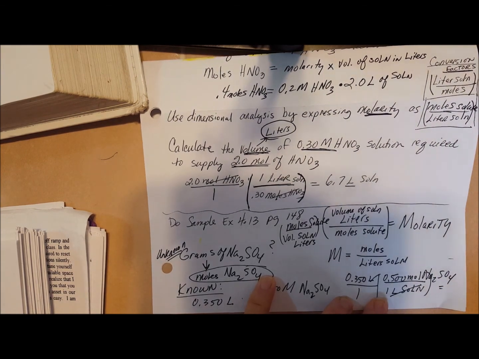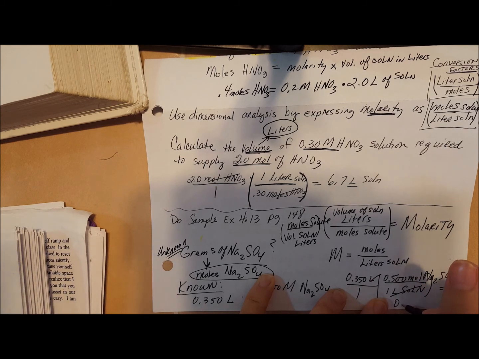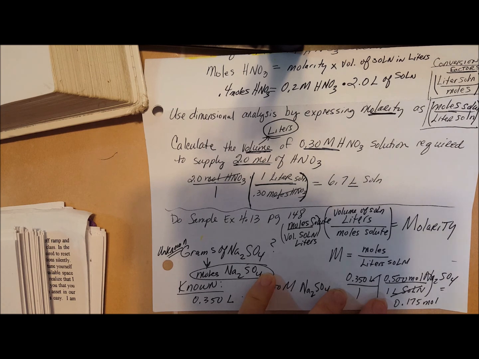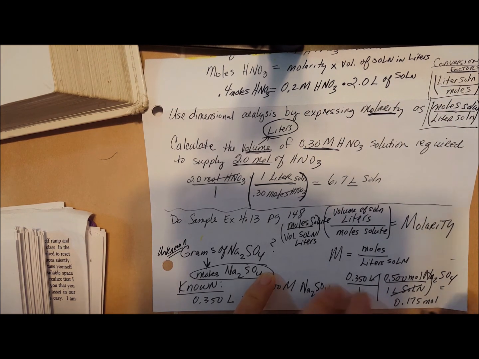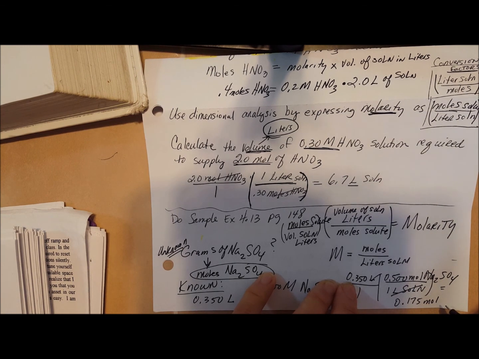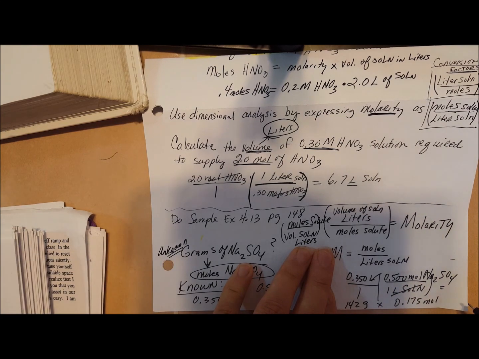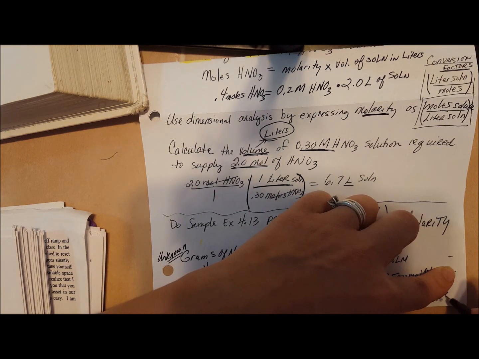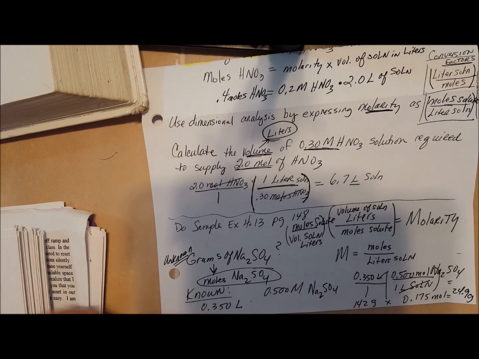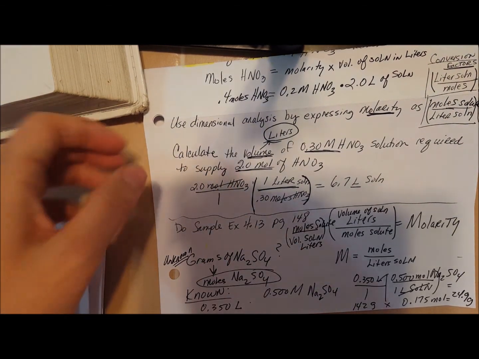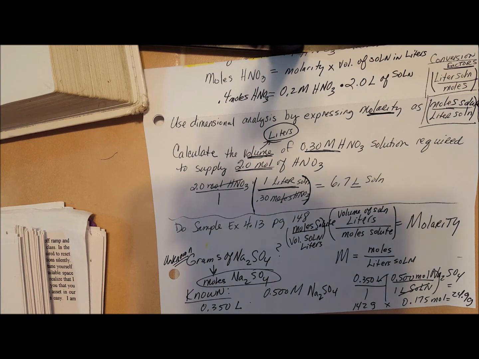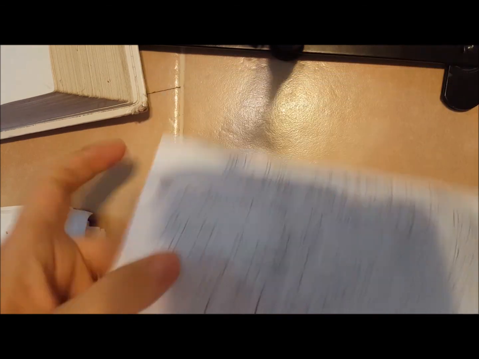You solve for your moles, which is 0.175 moles of sodium sulfate, and then you need to get the formula weight of sodium sulfate, which is 142 grams, and you times 0.175 moles times 142 grams, and then you get 24.9 grams of sodium sulfate. That's your answer. Okay, look that over and work on a practice exercise right underneath of it to make sure that you really understand the concept.